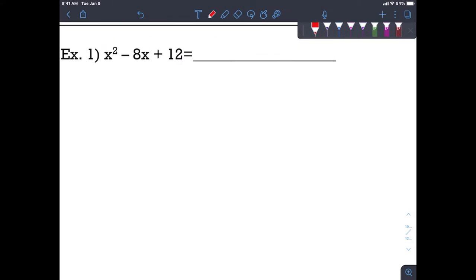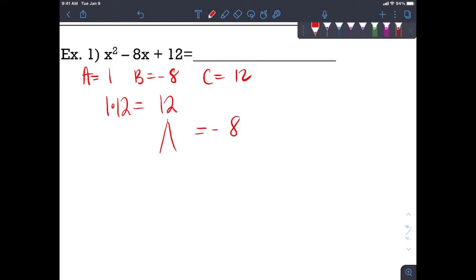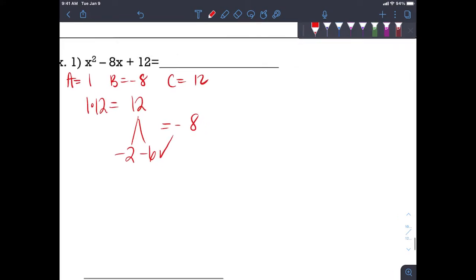All right, so let's go ahead and take a look at the very first one. So here I see that a is equal to 1, b is equal to negative 8, and c is equal to positive 12. First thing I'm going to do is multiply a times c. So I need two numbers that multiply together to give me 12, but when added together give me negative 8. So that tells me these are two negative numbers. So I'll start with the most obvious one, and I see that that does fit that category. Now I'm going to take my equation and rewrite it again, except this time I'm going to split apart my b value.